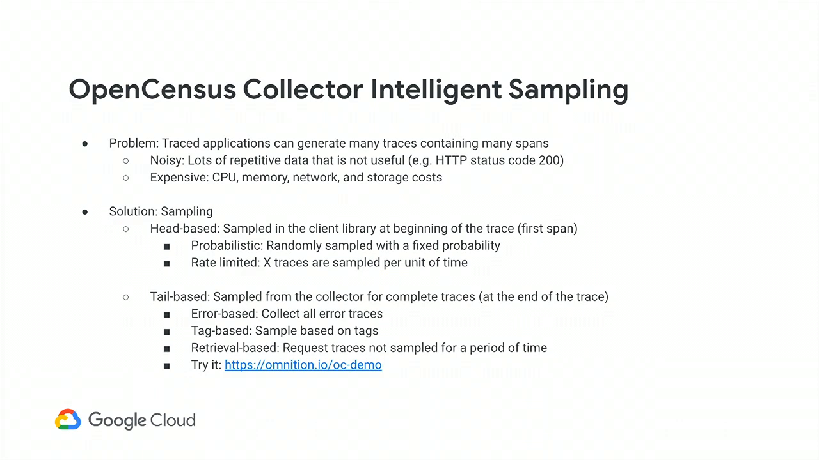So you can actually do some pretty cool things. You can say, I only want to sample error traces. If any of the spans contain an error, let's sample that. You can do tag-based, so you can look for certain metadata in these spans or in these traces and then make a sampling decision based on that. Or my personal favorite, you can do something like retrieval-based. So you can actually say, let's make a sampling decision. Let's assume that a trace was not sampled. And then your backend can say, hey, actually, I do need that trace. Do you still have it? And it can actually ask the collector for it and pull it out and make sure that it does get ingested, or ensure that it's ingested going forward.